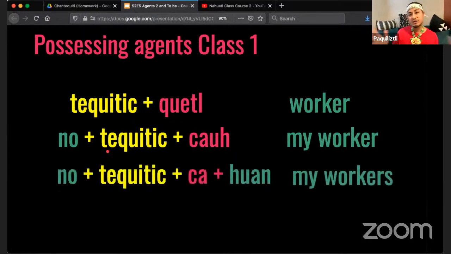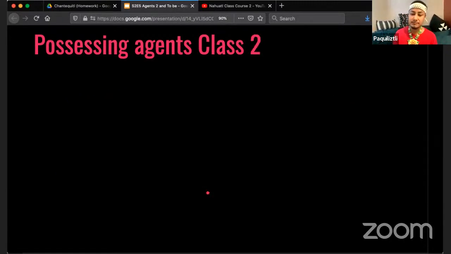Or if you want to say my workers, no tekitikawan. So notice you're adding this ka anytime that you're possessing a ket. If you have a ket, when you possess it, you must add a ka. So some people might say no tekitiket. That's not correct. It's no tekitika. And for the plural, it would be no tekitikawan. So it matters whether you have plural or not, okay? But basically they get possessed differently.